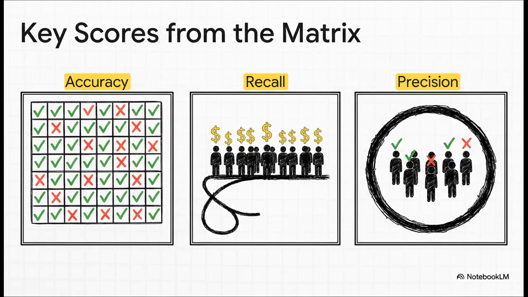And from this little matrix, we get 3 really important scores. Accuracy is the easy one. What percentage of the time were we right, period? But then it gets more interesting. Recall asks, of all the people who actually tipped, how many of them did our model successfully find? And precision asks, when our model predicted someone would tip, how often was it correct? See, there's a trade-off there, and which one you care about more really depends on the problem you're trying to solve.